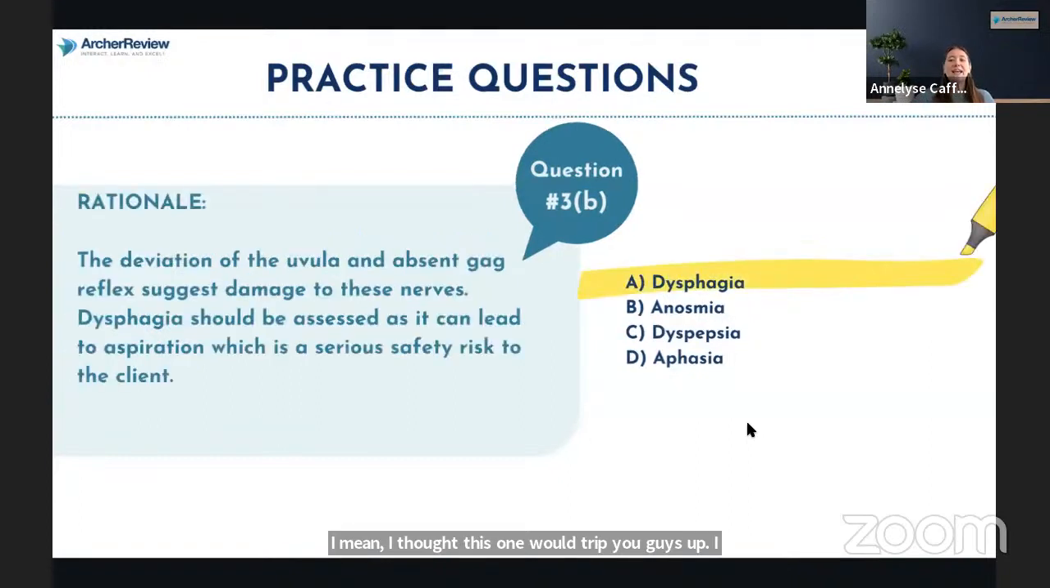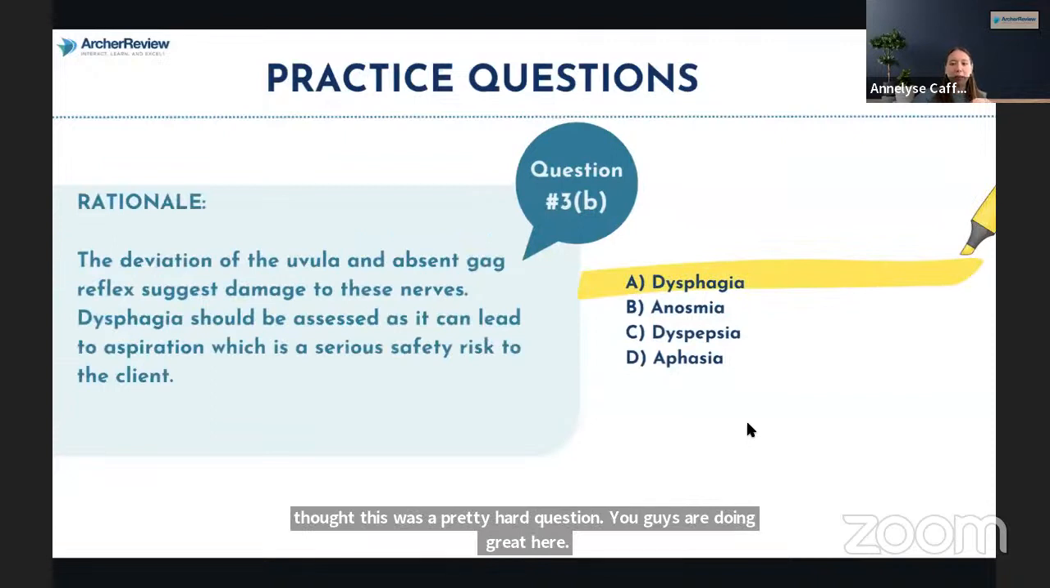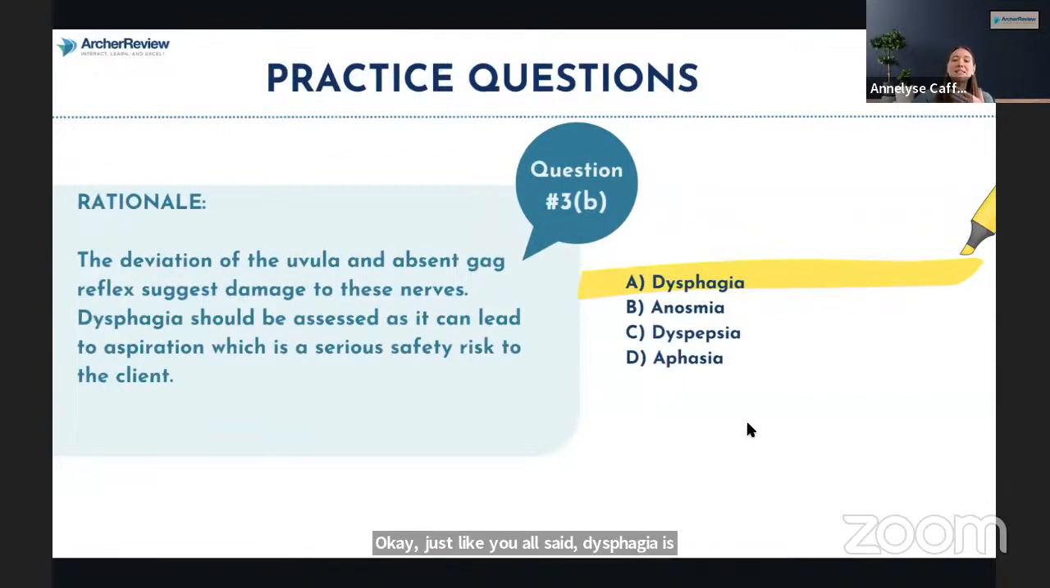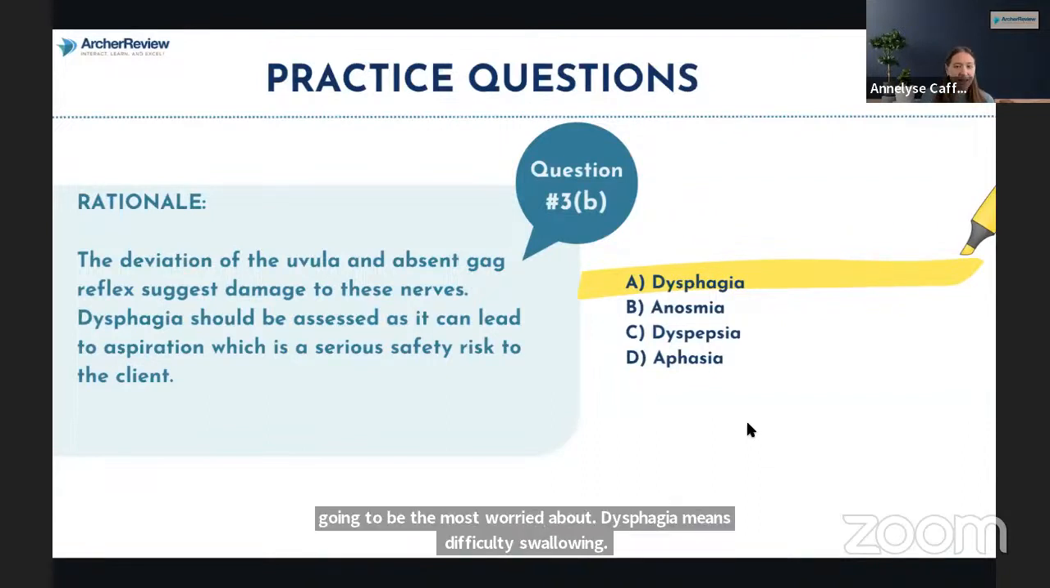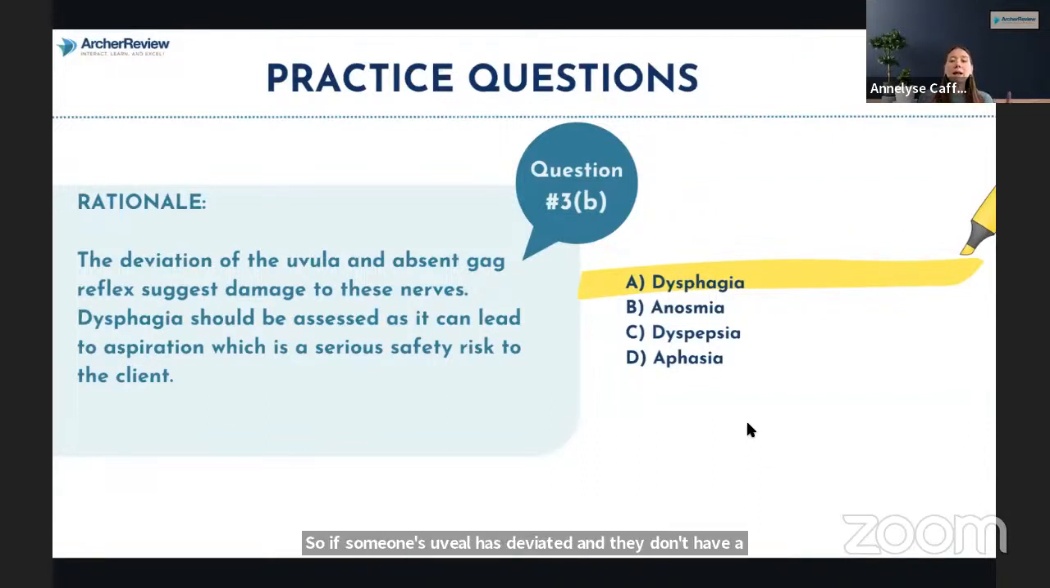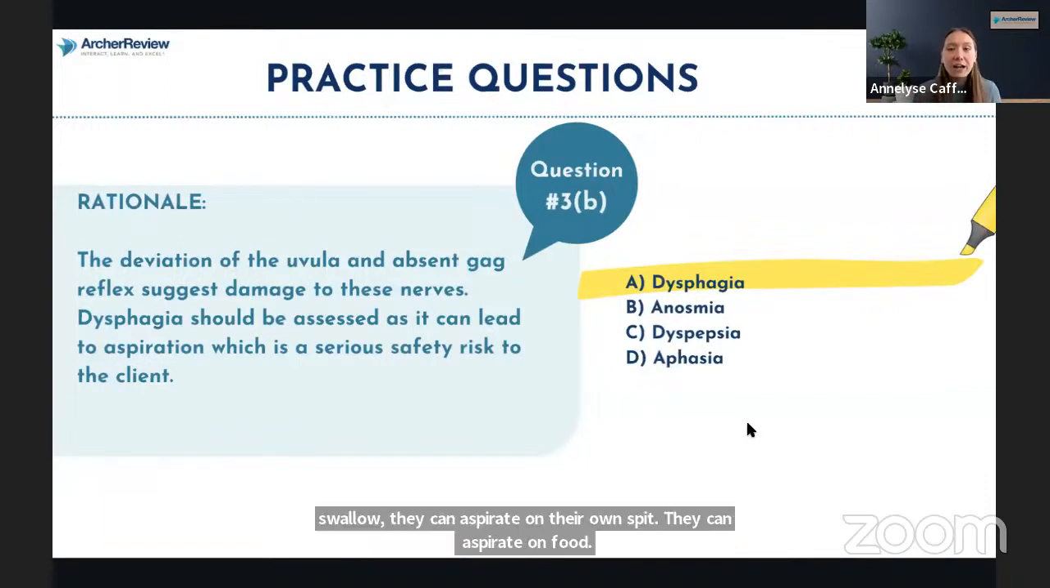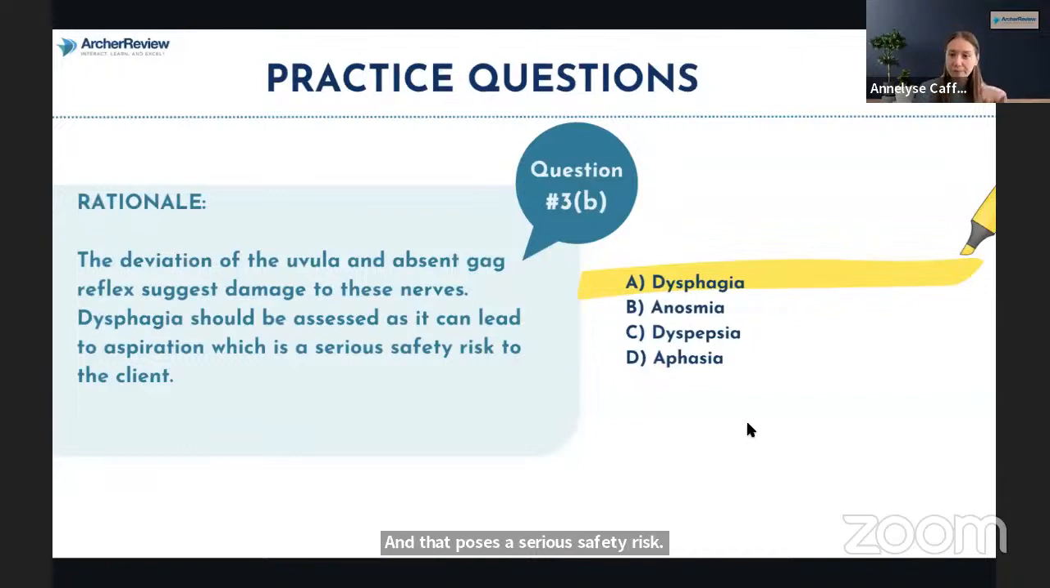Okay, just like you all said, dysphagia is what we're going to be the most worried about. Dysphagia means difficulty swallowing. So if someone's uvula is deviated and they don't have a gag reflex, we're worried about damage to cranial nerves 9 and 10. And so what we're worried about most here, like we talked about earlier, is their ability to swallow. Because if they can't swallow, they can aspirate on their own spit, they can aspirate on food, and that poses a serious safety risk. So that's going to be the most important thing we assess for is dysphagia.